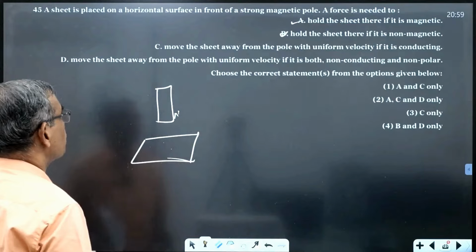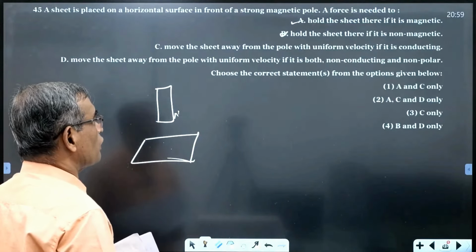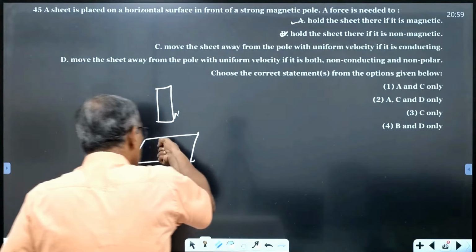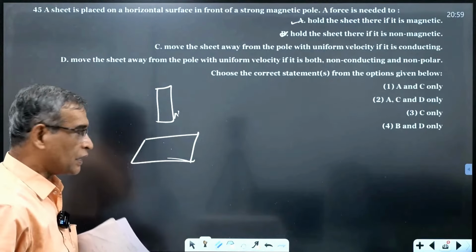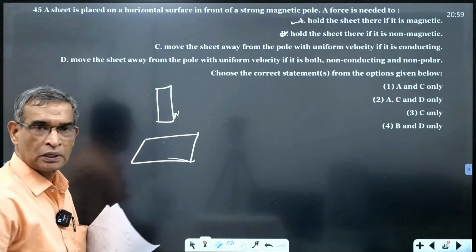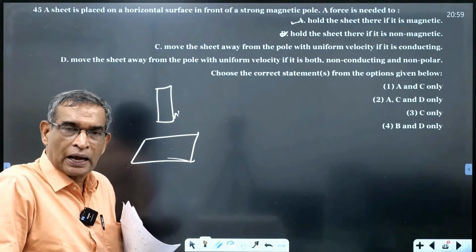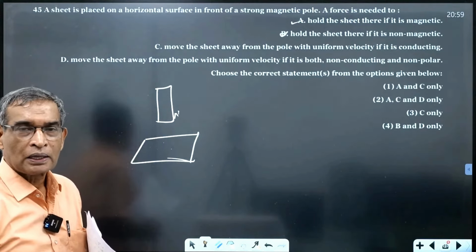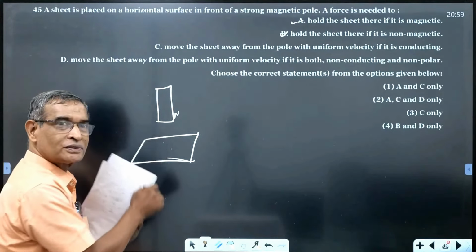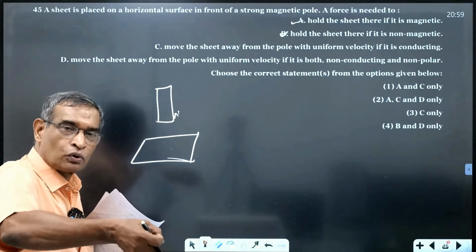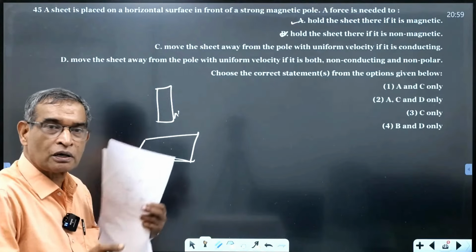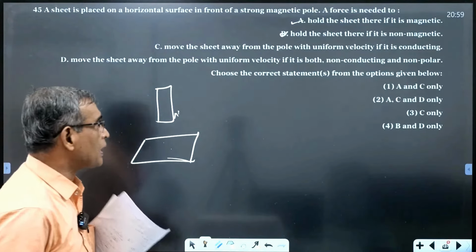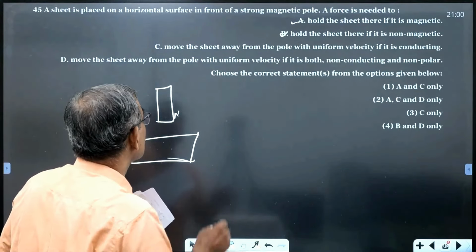Now, move the sheet away from the pole with uniform velocity, with a conducting sheet. When you move it out, definitely there will be an eddy current. It's a metal plate, a conducting plate, and when you move it, there will be an eddy current. And definitely there will be a force, because of the presence of the eddy current.